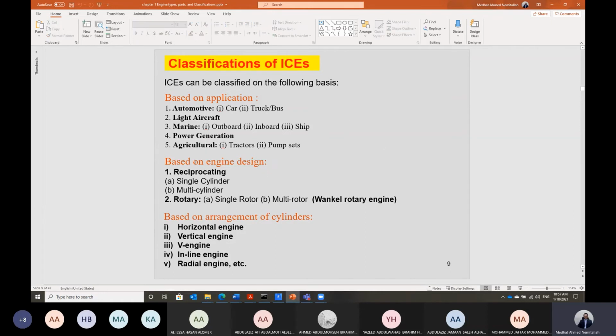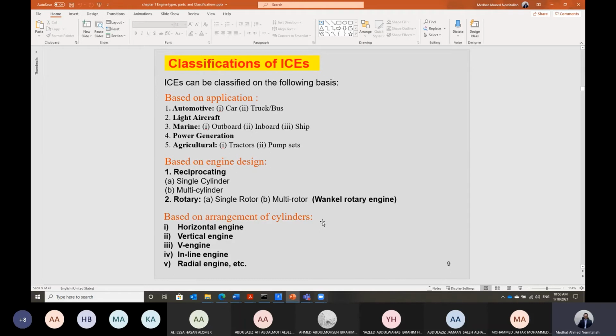Also, an internal combustion engine can be classified based on the engine design. We have a reciprocating engine, like the internal reciprocating piston. The engine can be single cylinder in the case of a small engine, or it can be multiple cylinder in the case of a bigger size engine. The engine also can be a rotary engine, like the Wankel rotary engine. Inshallah, we'll be talking about this engine by the end of this chapter, the idea about the Wankel rotary engine.